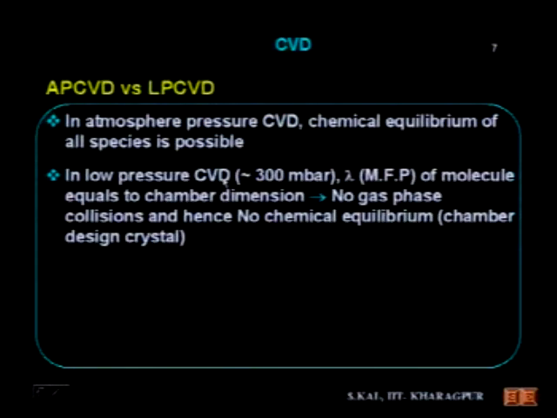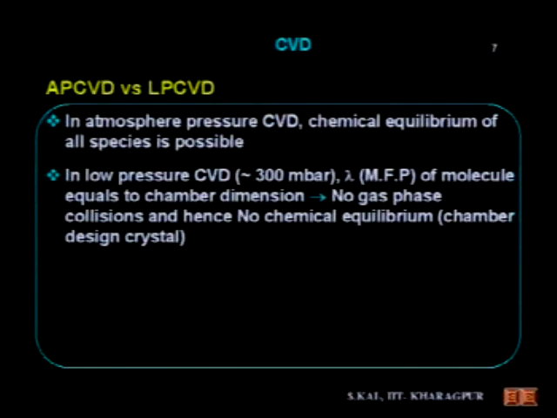In low pressure CVD, if the pressure is of the order of 300 millibar, the mean free path lambda of a molecule equals the chamber dimension. Because pressure is very low, there will be less collision in the gas phase, so there is little chance of collision, and hence there will not be chemical equilibrium. Chemical equilibrium is obtained by collisions; a lot of collisions will mix the gases homogeneously and give chemical equilibrium. But if pressure is low and the mean free path is almost the chamber dimension, there are fewer chances of collision and no chemical equilibrium takes place.